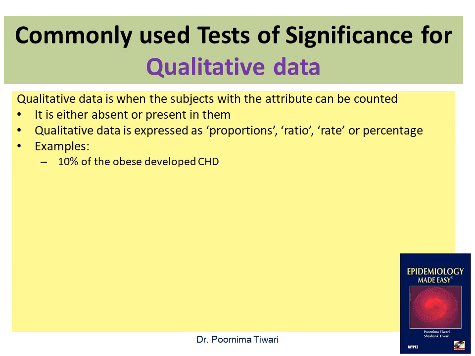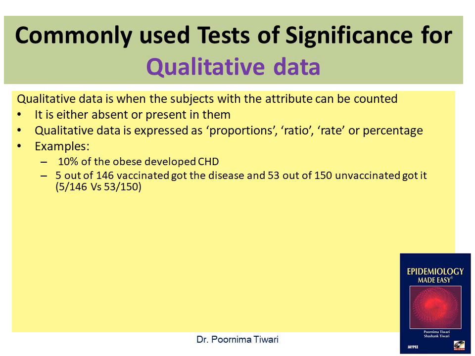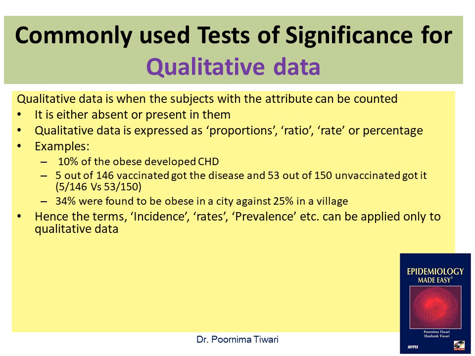So 10% did develop. 5 out of 146 vaccinated people got the disease against 53 people out of 150 of those who were not vaccinated. Another example, 34% were found to be obese in a city compared to 25% of people in a village, where obesity is set on a cutoff value. Those who are below are not obese, above the value are obese. So either obese or not obese. Hence the terms incidence, prevalence, rates, etc. can be applied only to qualitative data.